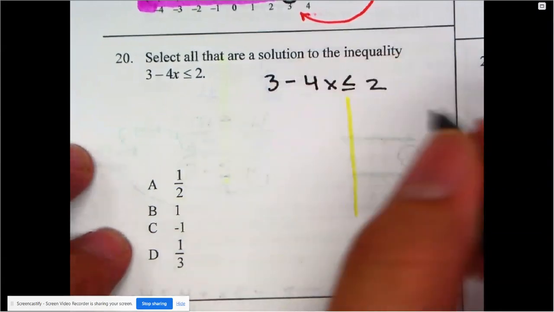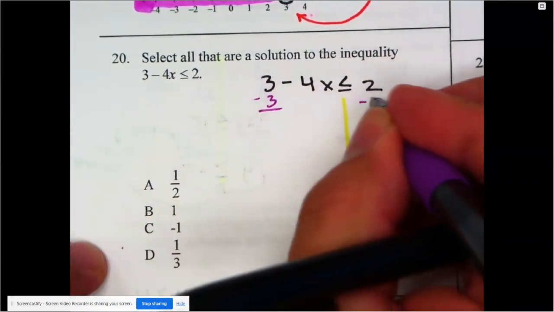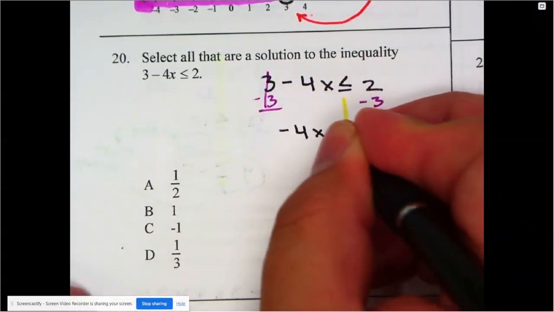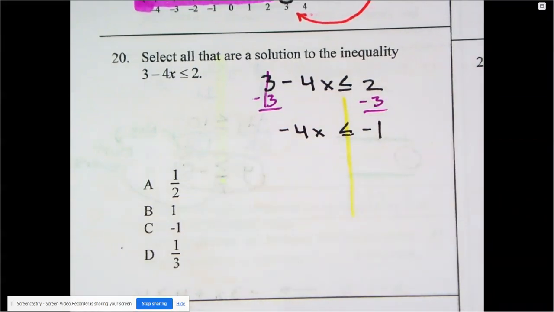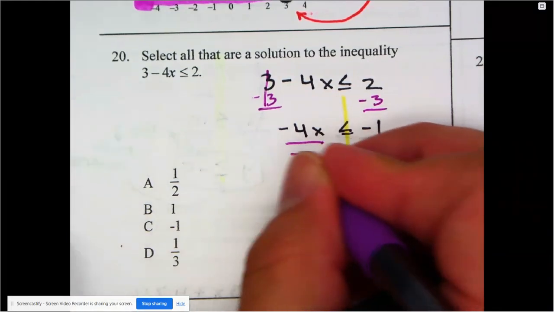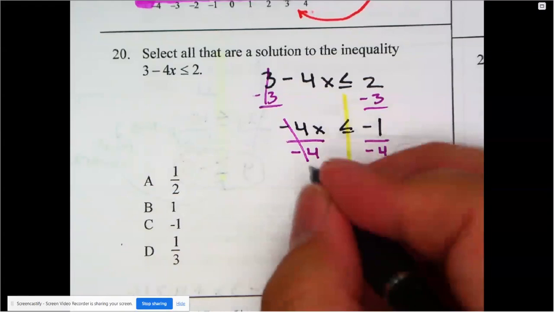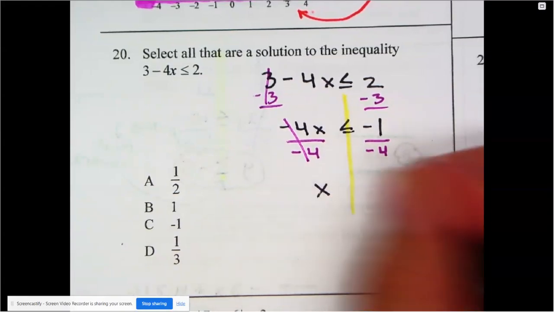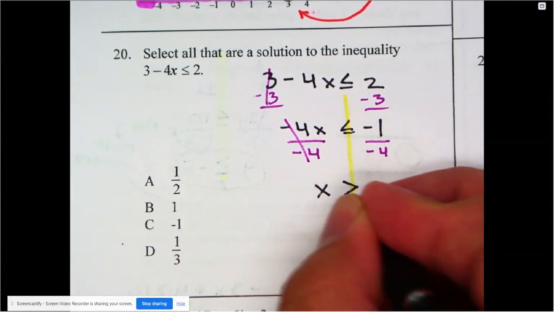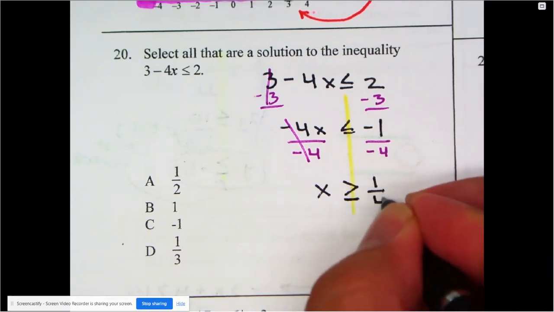So let's see. First thing we would do is subtract the 3. Negative 4x is less than or equal to -1. Divide, that's how we get rid of a number next to a letter. Only thing we can do is divide by that -4. And so then it says x is, we divided by a negative. That means we have to reverse the inequality. And then -1 over -4 is +1 over 4.